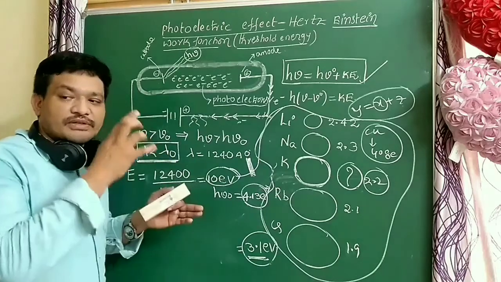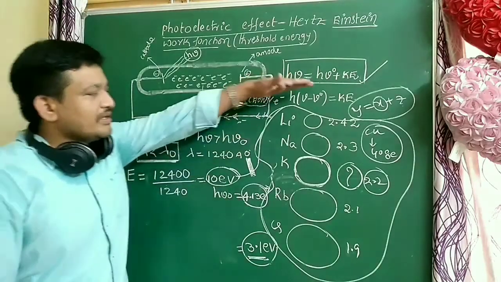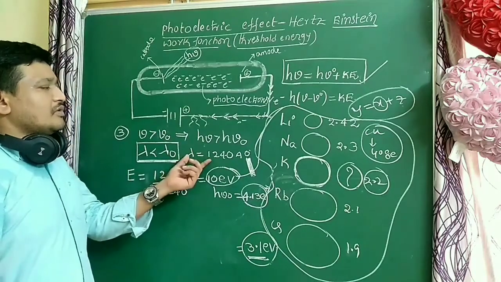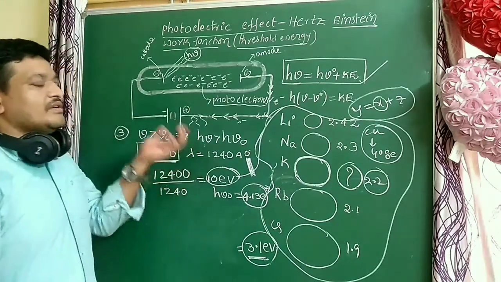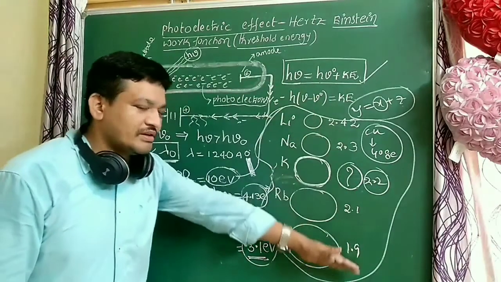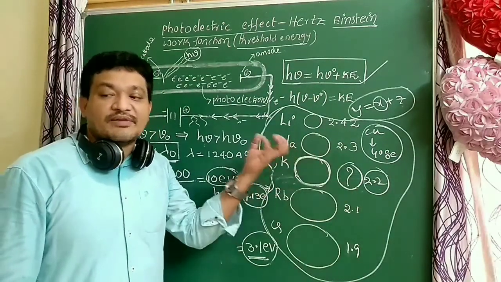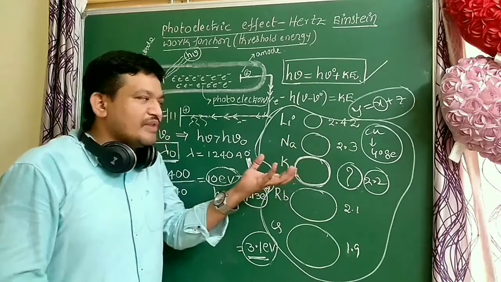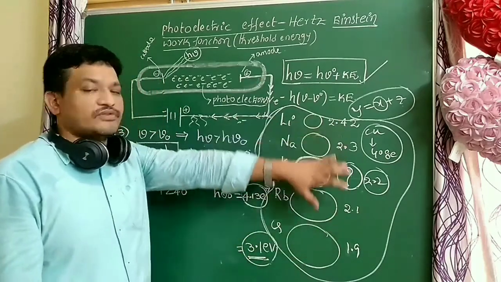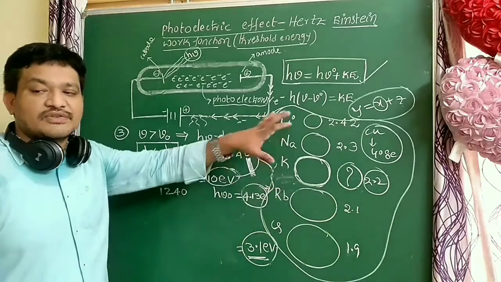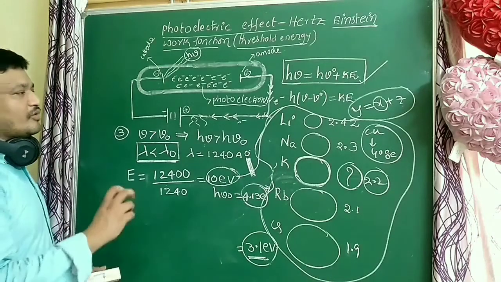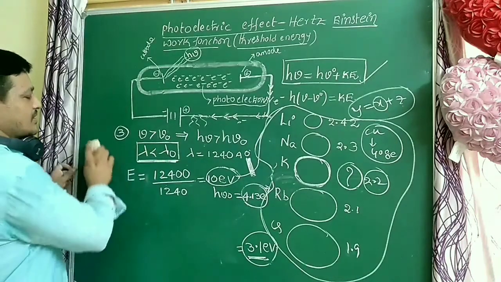Some elements' threshold energies are given, and the light wavelength is given. So which metals release the electrons? For this condition, all metals release the electrons. In the before cases, only some metals release the electrons. How many metals can release the electrons? These types of bits are very, very important, students. Is it clear, students? Photoelectric cathode? Okay, next go to some more important models for this concept.